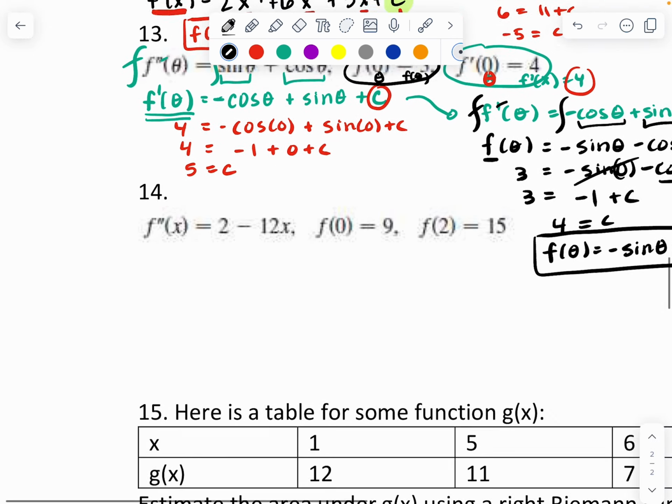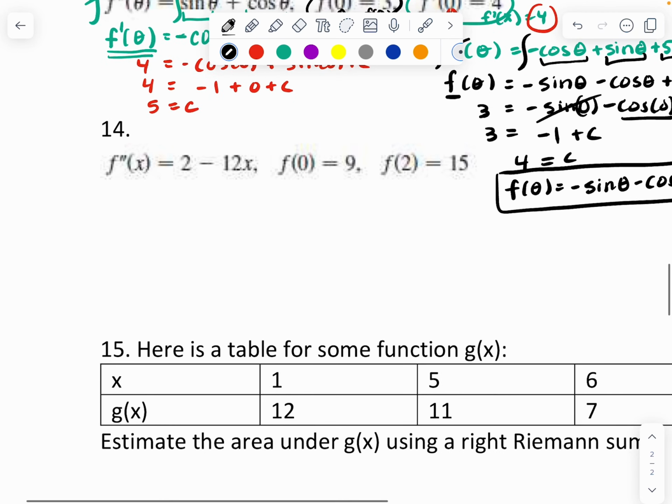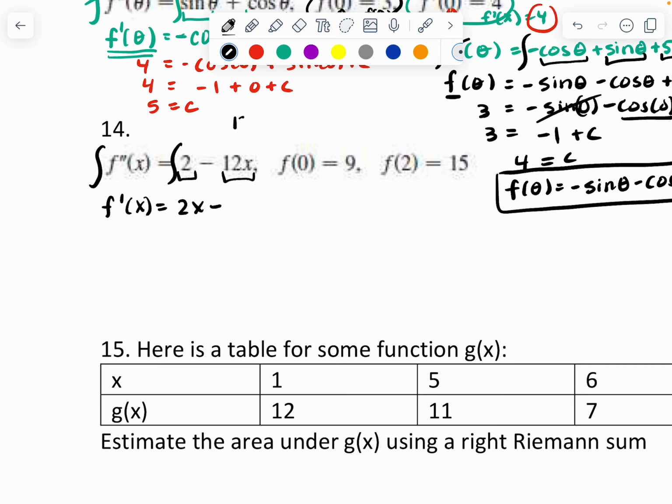All right, number 14. This one's a little interesting. This one looks awful, but it's not that bad. Okay, so same idea. I'm going to integrate both sides. That'll get rid of one of these derivatives for me. I know that the integral of 2 is 2x, and the integral of 12x is 12x squared over 2, which reduces to 6x squared plus c. Okay, now here's the problem.